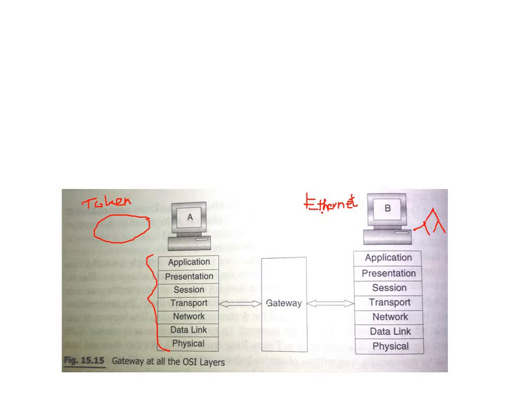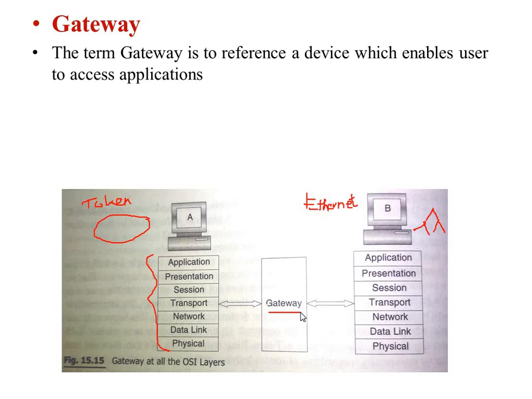The 802.3 standard is different from this token ring standard. So obviously the protocols developed for these two devices will be totally different, but still they are able to communicate with each other because of this gateway. The term gateway is used to reference a device which enables a user to access the application. We know that the application will be at this layer. The application will be at this layer.